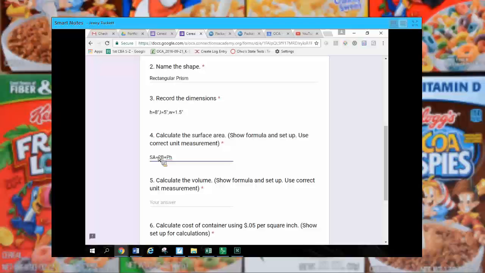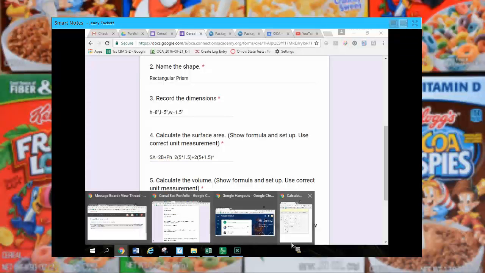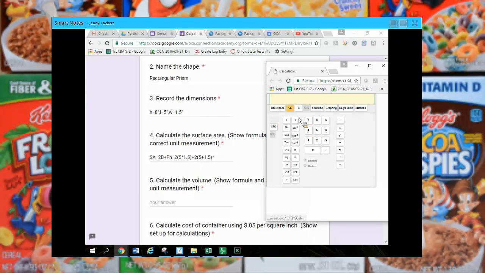The area of my base, that big B, so I'm going to go 2, is length times width. So 5 times 1.5. Plus my perimeter, which is 2 times the sum of 5 plus 1.5. And my height is 8. I will put that into my calculator to calculate those totals.